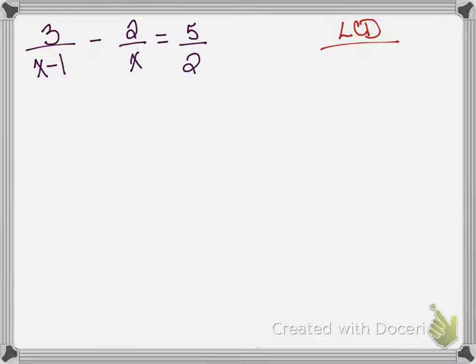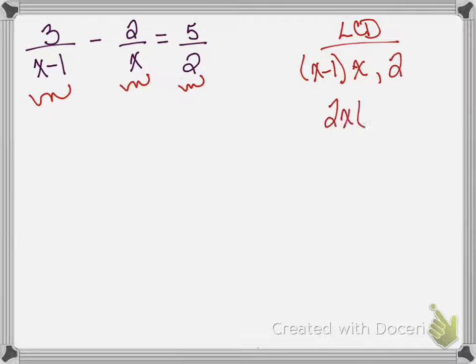So, I'm going to start with x minus 1. That's going to be part of my LCD. Is the x in the x minus 1 the same as this x here? No. I have to write that x down. Excellent. Then, do I have the 2 accounted for? No. So, I'm going to have to write the 2 down. So, I actually have 2x times x minus 1.